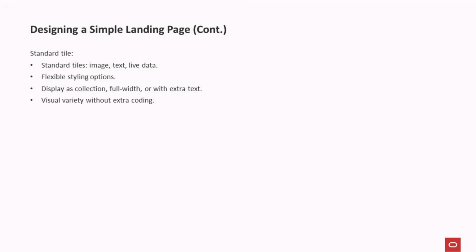Let's begin with the standard tile. These are tiles with image and text or tiles with live data. However, the visual presentation of these tiles can be changed by applying appropriate styles. For example, tiles can be displayed as a collection with a separator line, a tile can span the width of a section, or a tile can display secondary text in addition to the main text.